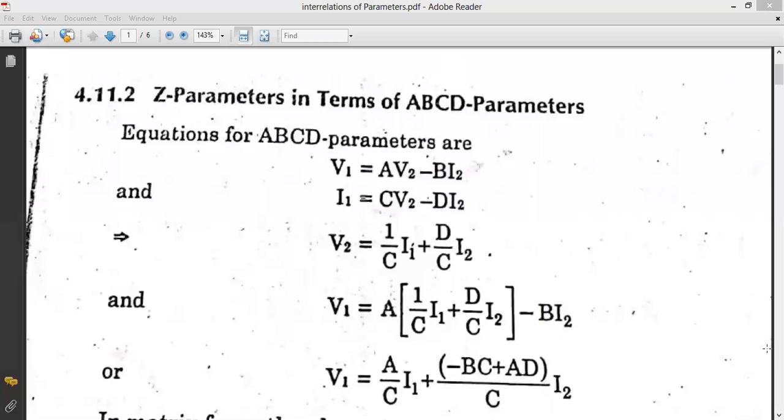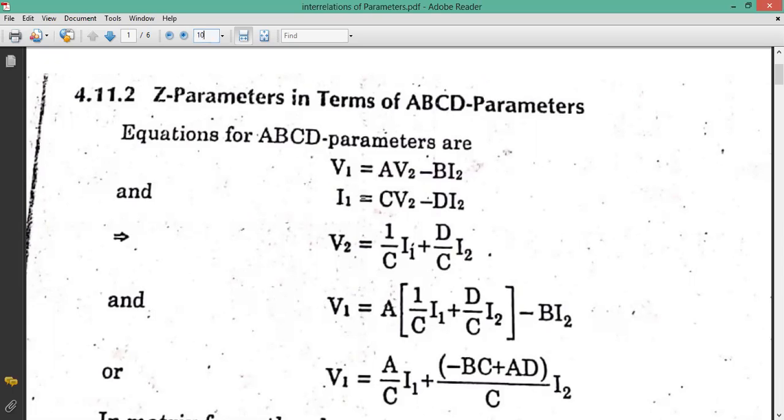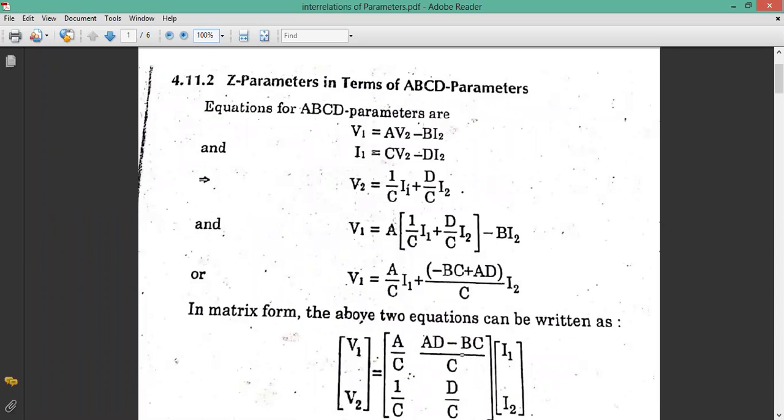To start with, we have number one, which is equations for ABCD parameter. If you see on the screen, there is a term called Z parameter in terms of ABCD parameter. The question is how you can get Z parameter in terms of ABCD parameter. Beta, we have most of the equations, and you will follow a certain technique to get the result. For the ABCD parameter, this is the equation: V1 is equal to AV2 minus BI2 and I1 is equal to CV2 minus DI2, isn't it?